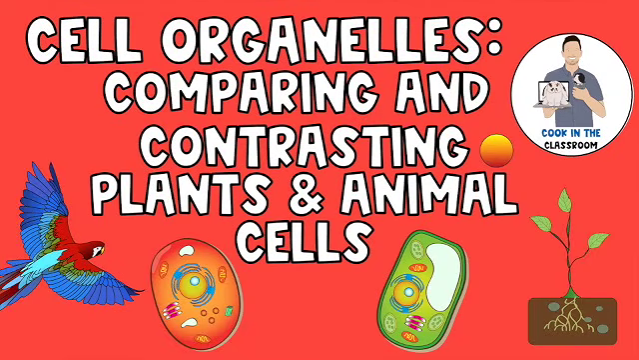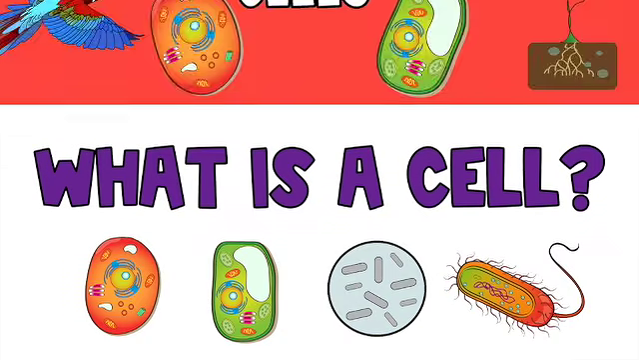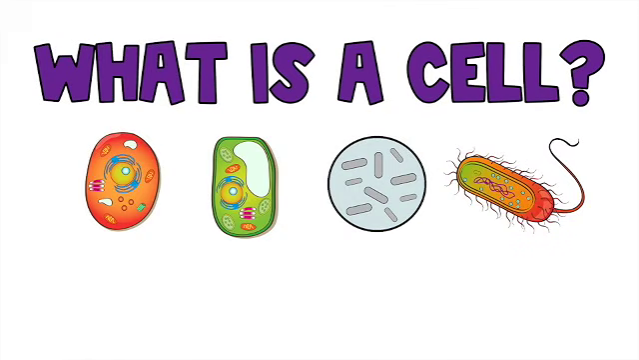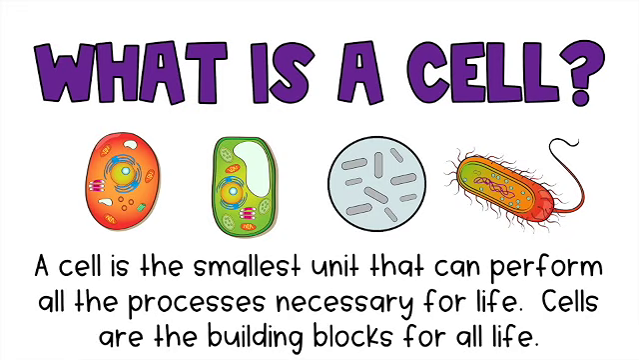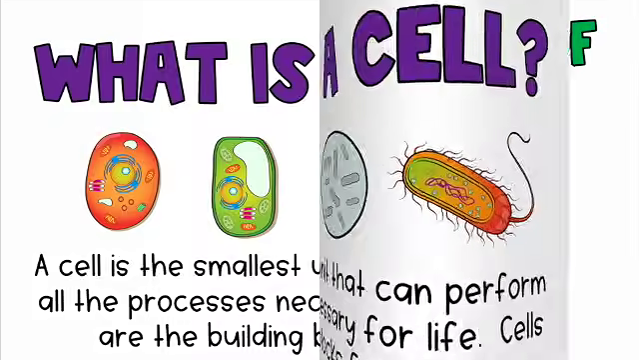Today we're going to talk about cell organelles, and we're going to compare and contrast plant and animal cells. In my last video, we talked about what a cell is. A cell is the smallest unit that can perform all of the processes necessary for life. And I always tell my students, cells are the building blocks for all life. They are the smallest thing that makes up organisms.